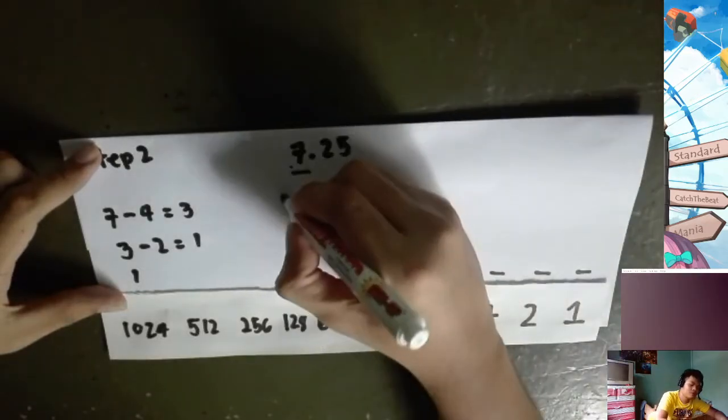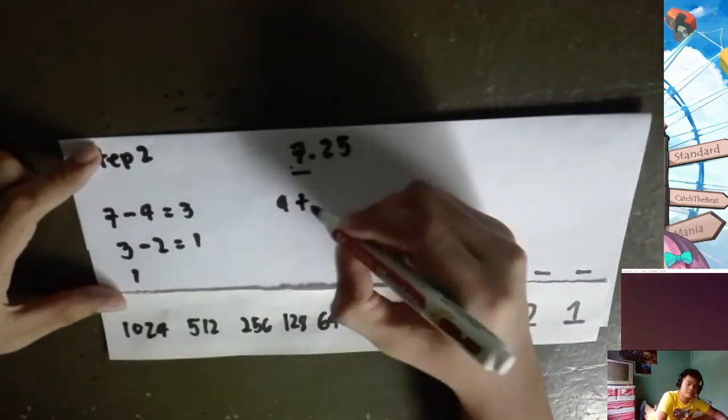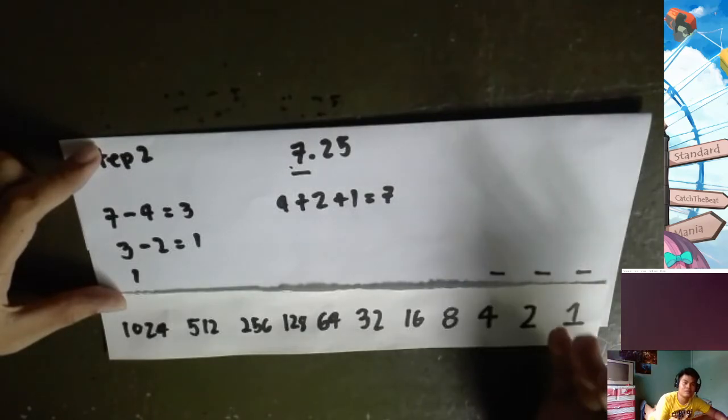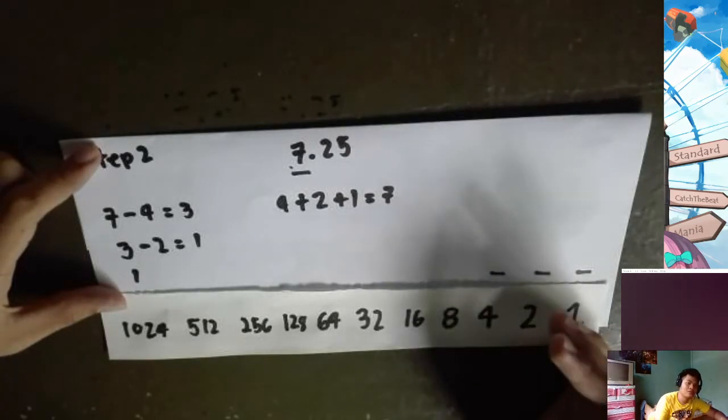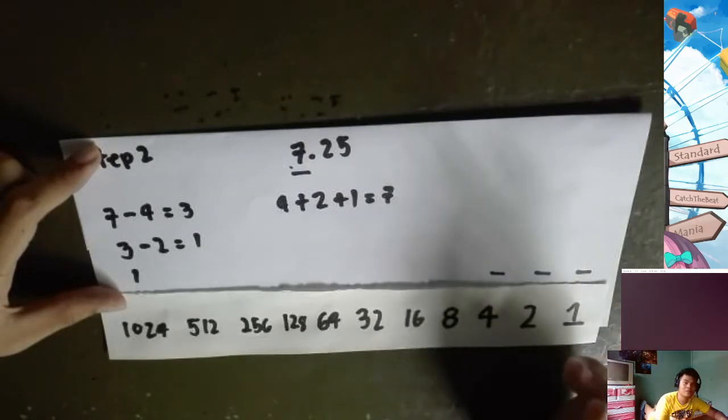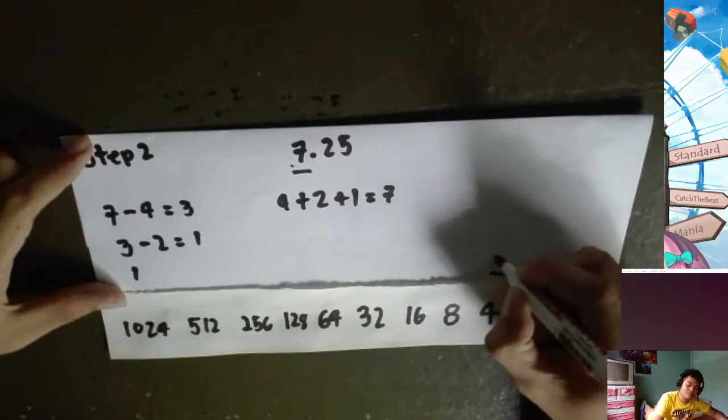So here's the catch now. If you add these 3 numbers, 4 plus 2 plus 1, you're going to end up with the number 7. So in your series of numbers, the numbers that you subtracted from your whole number, you're going to write a 1 on them, and on those numbers that you did not subtract from your whole number, you're going to write a 0. But you always start with the number that you began with. In our case, we started subtracting with the number 4, so we are going to write a number 1 on our 4.